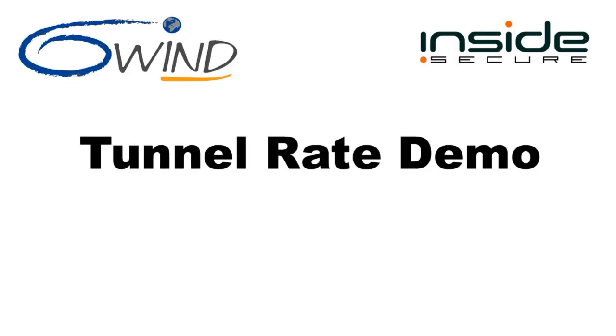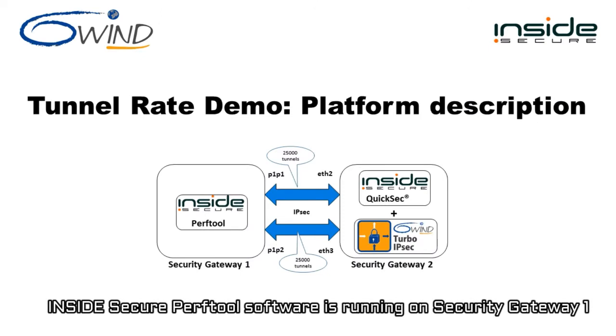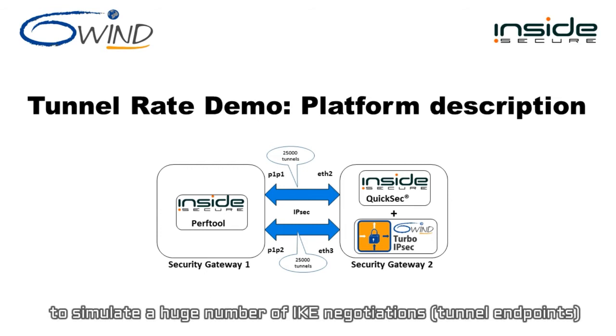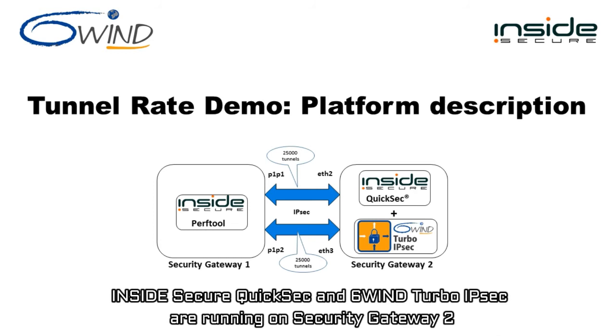The first test will determine the Security Gateway tunnel setup rate. Security Gateway 1 will run Inside Secure's perf tool. Security Gateway 2 is running Inside Secure QuickSec and 6WIND Turbo IPsec. We will measure the Inside Secure QuickSec tunnel setup rate on Security Gateway 2. We will create a total of 50,000 tunnels.